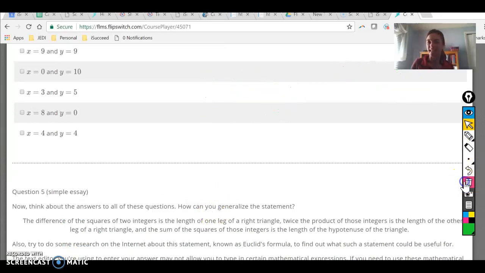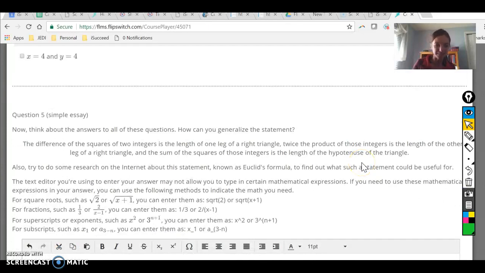Okay. Last but not least, you're asked to think about these and expand on it. Okay, the difference of squares of two integers is the length of one leg of a right triangle, twice the product of those integers is the length of the other leg of a right triangle, and the sum of the squares of those integers is the length of the hypotenuse of the triangle. How can we generalize this?